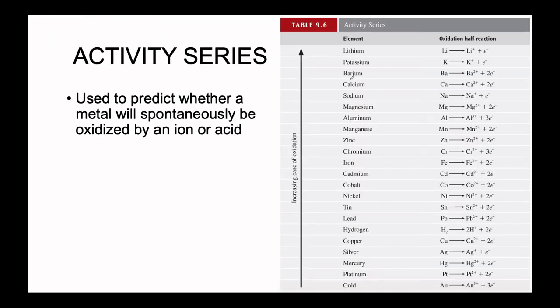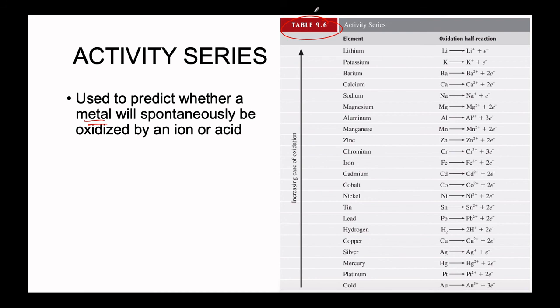But before getting there, we have to talk about the activity series, which specifically is used to predict whether or not a metal will be spontaneously oxidized by some type of ion or acid. All right, so the activity series we can see specifically listed to the right. This is equal to table 9.6 in the textbook.